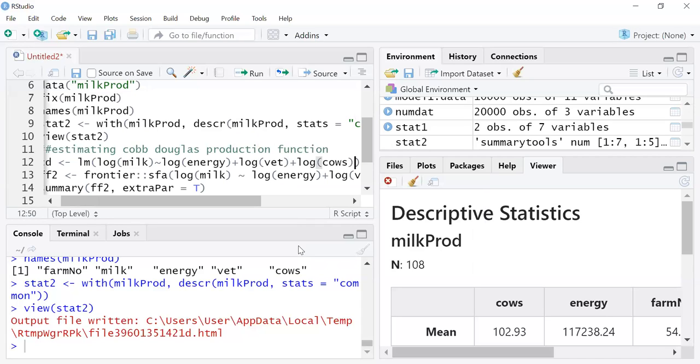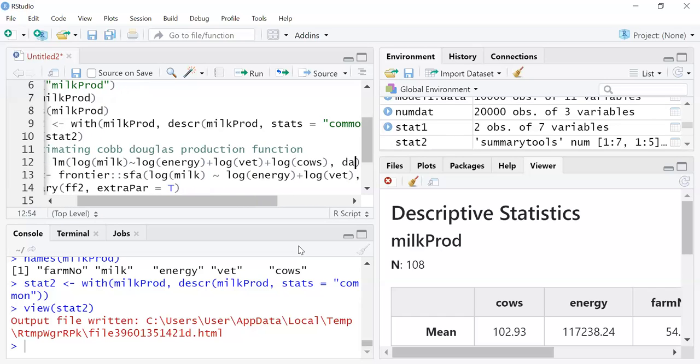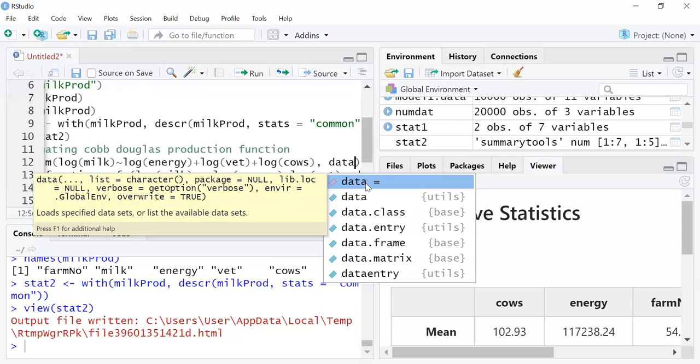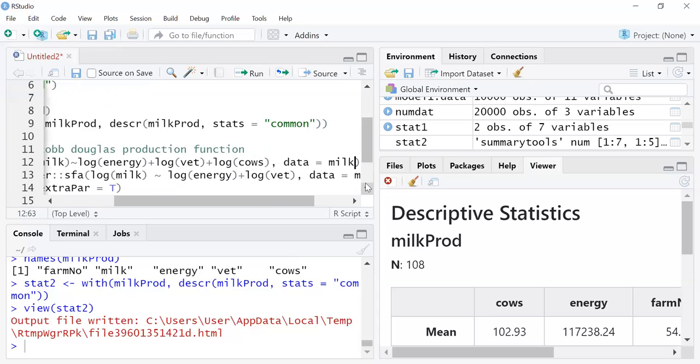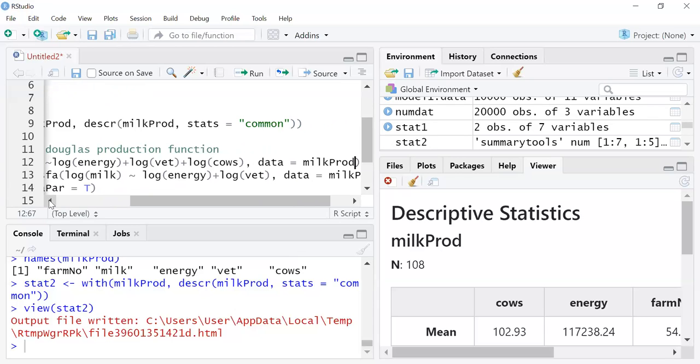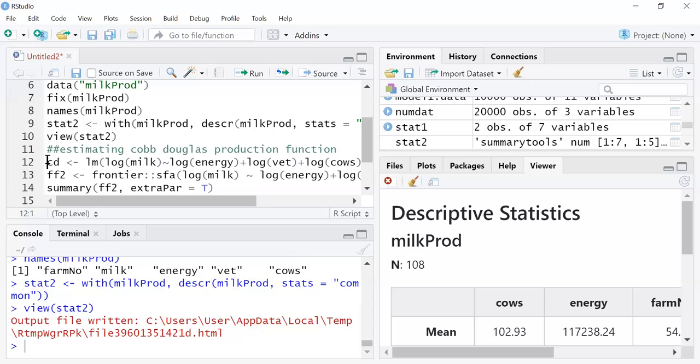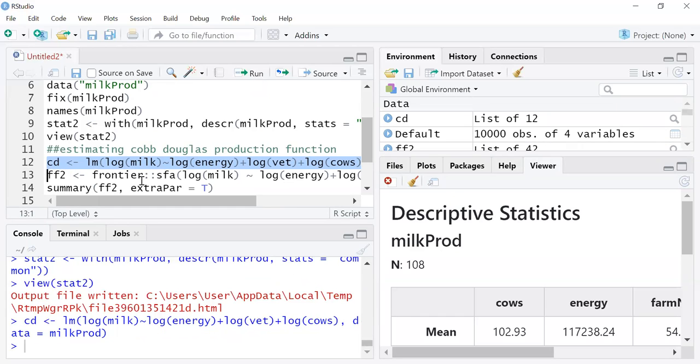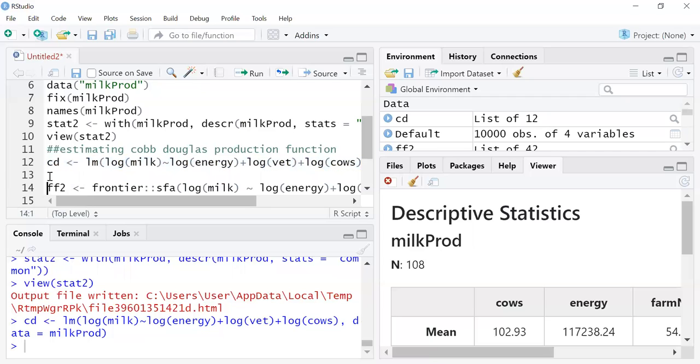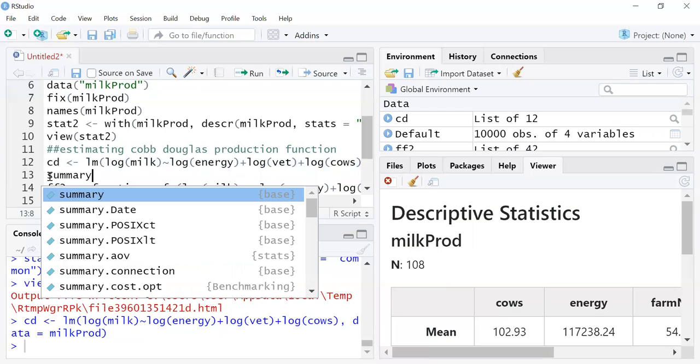After log milk, how do I put that sign? I'm not seeing it on my keypad. It's on your laptop. Check under escape. Oh, I see it. Thank you. Yeah, that's good. Then comma, data equals. Our data is milk plot. So if you have done it correctly and you run, then to get our results, say summary CD.